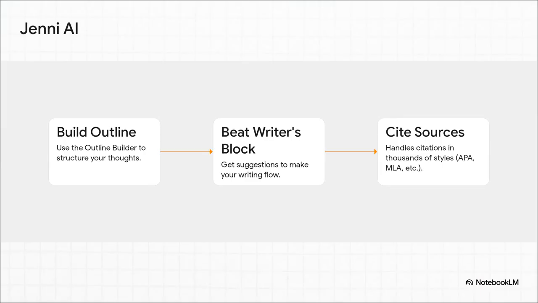And this is where something like Jenni AI comes in. Think of it less as an AI writer and more like your writing partner. The difference is huge. It doesn't write the paper for you, it writes it with you. It'll help you build an outline to get you going, and when you get stuck, it gives you sentence suggestions to get things flowing again.